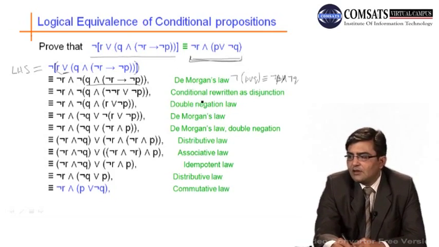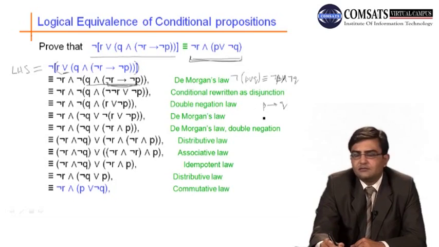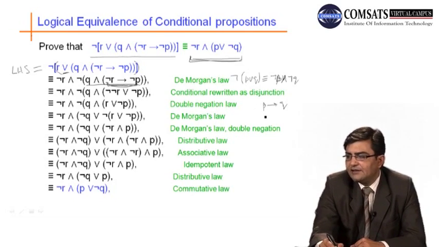The next, we have applied the negation here: the negation of Q, and not R implies not P. So now, in fact, we have simplified this conditional statement. This P implies Q, how can this be written? We have seen in the previous slides that P implies Q is logically equivalent to not P or Q.